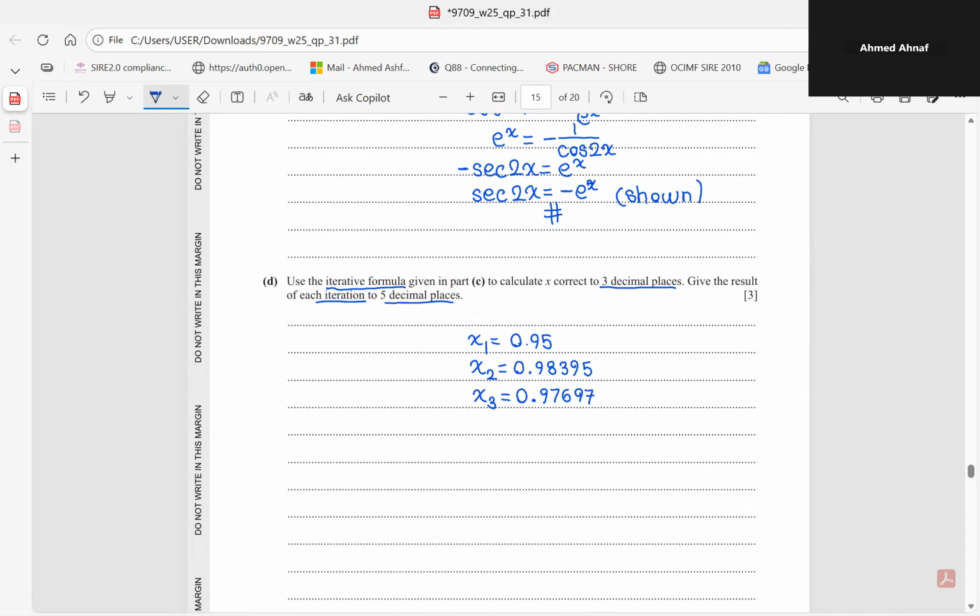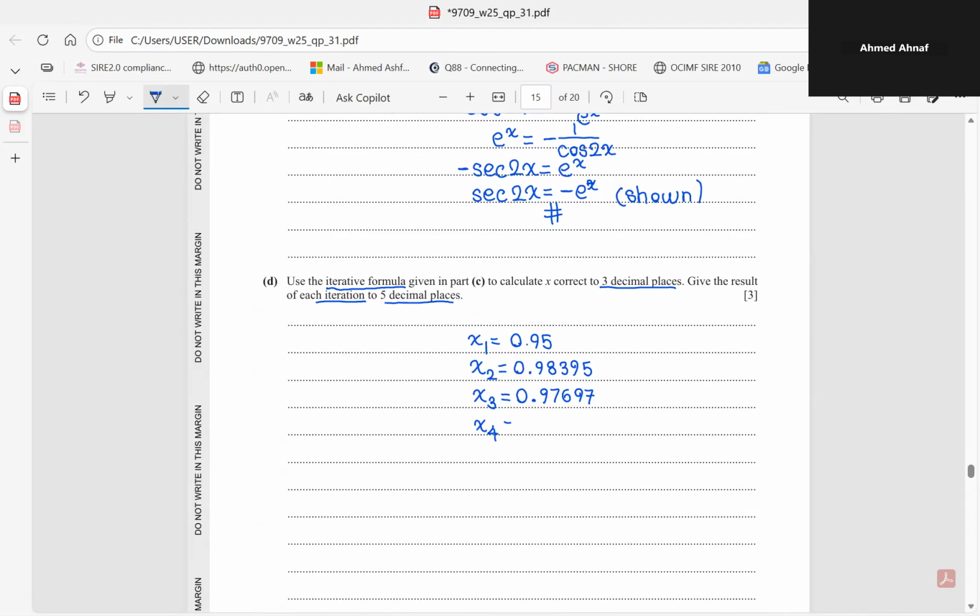So you should stop when you realize that your values are close enough, and when you round them off to 3 decimal places, your last 2 iterations give you the same answer. Obviously, you can stop like me when both of the answers are exactly the same. So I'm just going to continue.